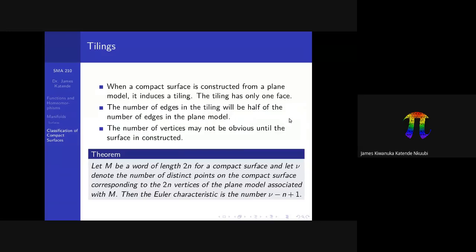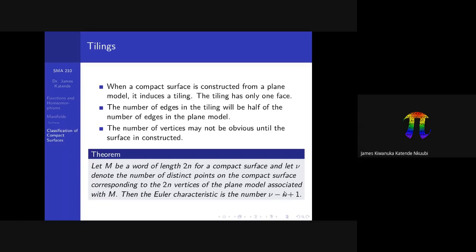So let's first of all write down this theorem. Let M be the word of length n for a compact surface, and let V denote the number of distinct points on the compact surface corresponding to the 2n vertices of the plane model associated with this compact surface. Then the tiling induced by the plane model will give us the Euler characteristic as V minus n plus 1. The number of vertices will be unknown, so we just give it a name. This V represents the number of vertices. It will not be known beforehand because you can only know it after you complete the construction.